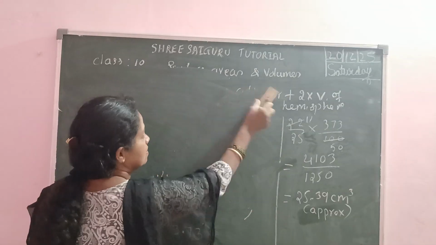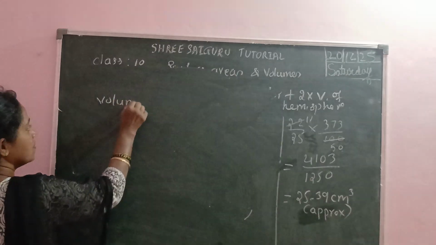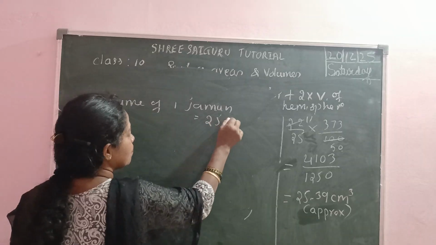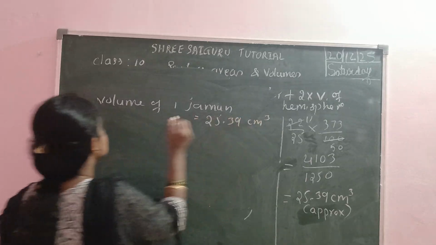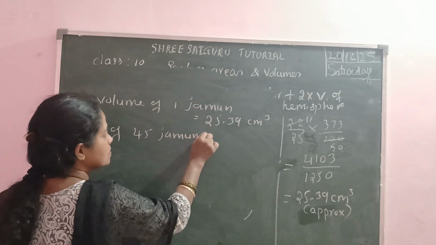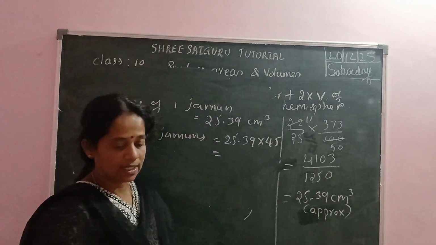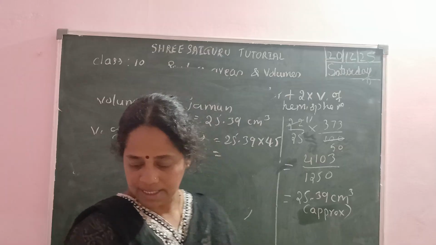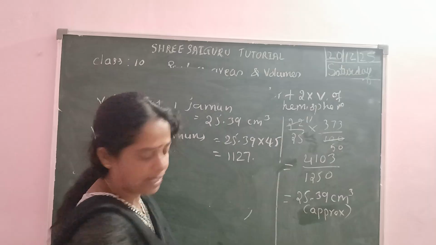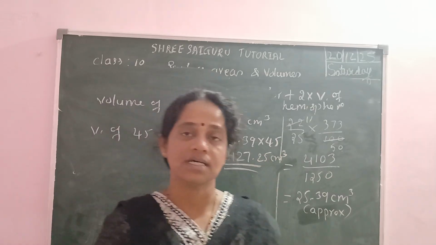Yes. Then let us continue. Volume of one jamun is 25.39 centimeter cube. So therefore the volume of 45 jamuns is equal to 25.39 into 45. So 25.39 into 45 is approximately equal to 1127.25. So you should check. This is the volume of the 45 jamuns.